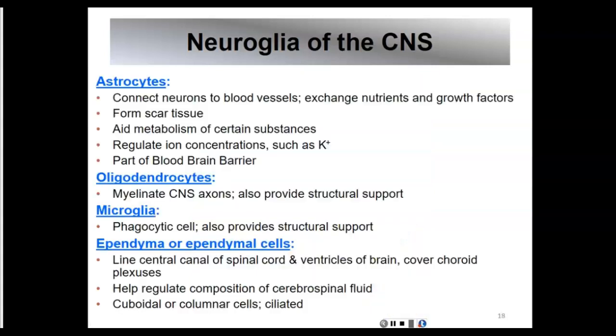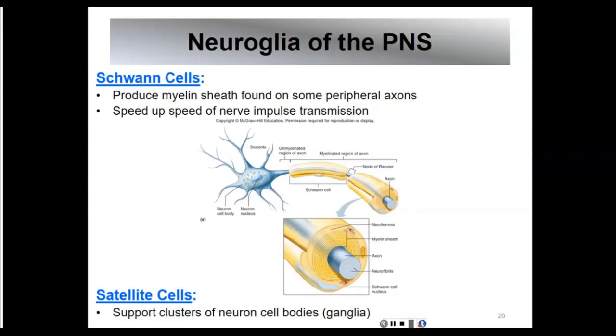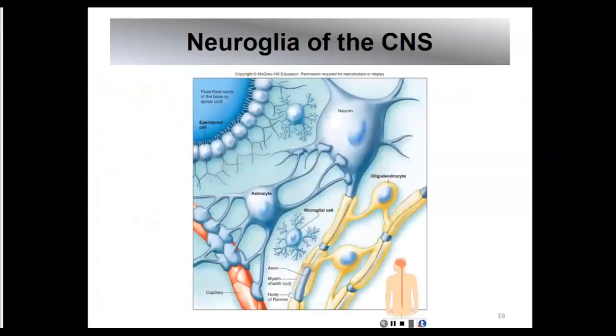And ependymal cells are cells that line the central canal of your spinal cord, as well as these spaces in the brain called ventricles. They also cover a capillary structure in the brain called the choroid plexus. And these cells are specialized in helping regulate the composition, or the making, of cerebrospinal fluid. They are ciliated, so we can see a picture here. Here are your ependymal cells, and they're going to help make cerebrospinal fluid. Those are all in our CNS.